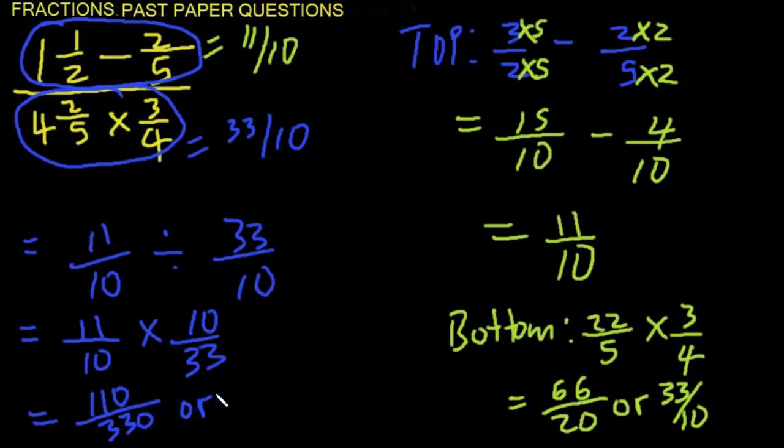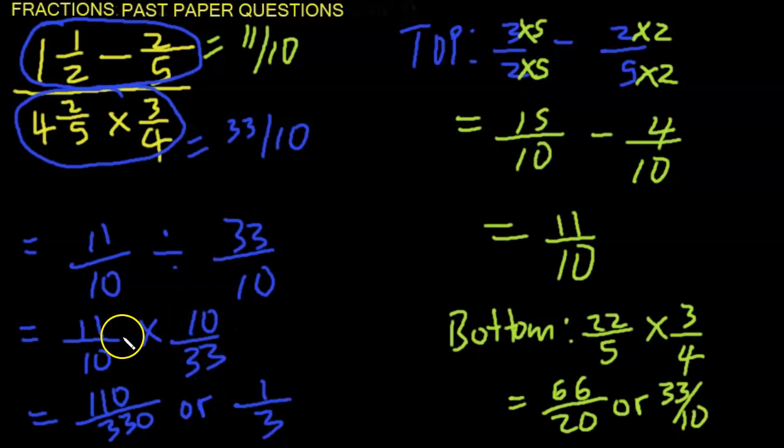And this can be reduced. I guess we can divide both sides by 10 first. And then we can divide by 11 first. So both sides, both numerator and denominator, can be divided by 110. So 110 into 110, that's 1. And 330 divided by 110, that's 3. So our most simple answer would be a third.